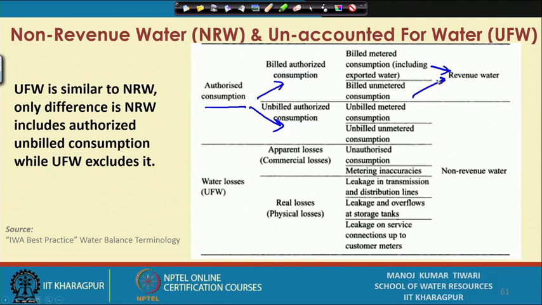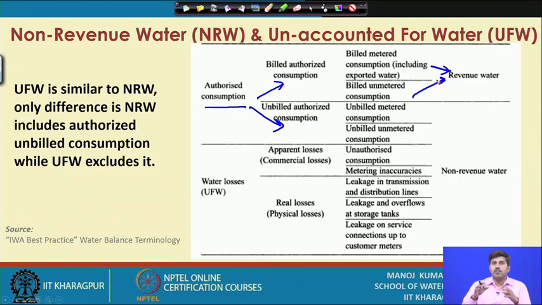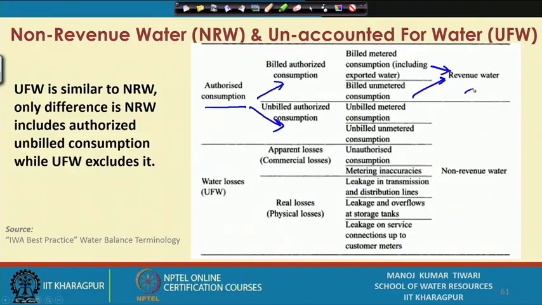Even if some consumption is not metered, there is bulk consumption which the utility is sending through an unmetered connection, but they are getting some charge for that water. So, that should go to the revenue water because it is generating revenue. On the other hand, the unbilled authorized consumption, which is either metered or unmetered in any form, should come under non-revenue water as it is not generating any revenue.